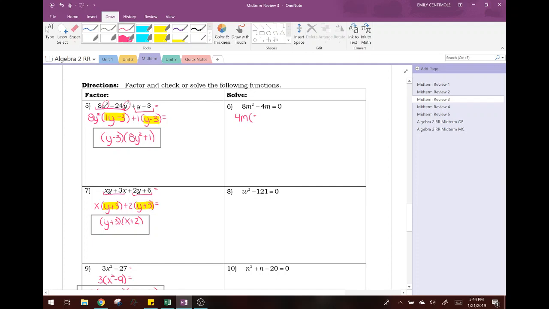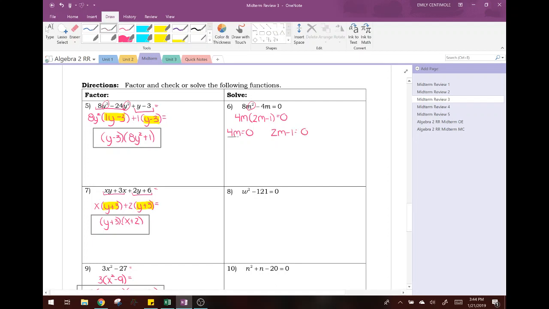So now 8 divided by 4 is 2. I had 2 m's. I took 1 out. 1 is left behind, and negative 4 divided by 4 is negative 1. This is equal to 0, so now I'm going to set each piece equal to 0 using the zero product property. And I'm going to solve.